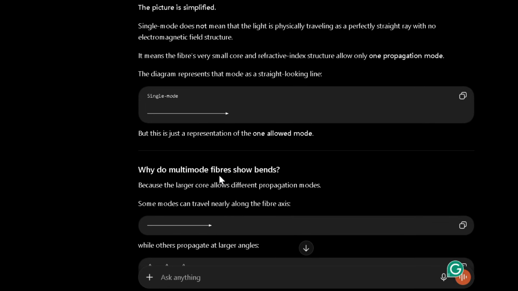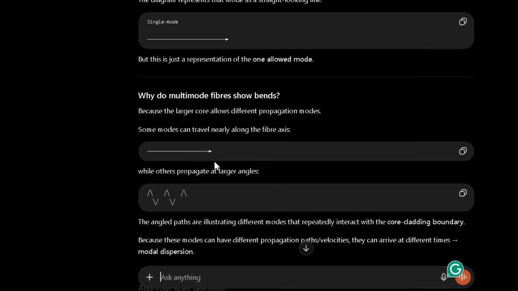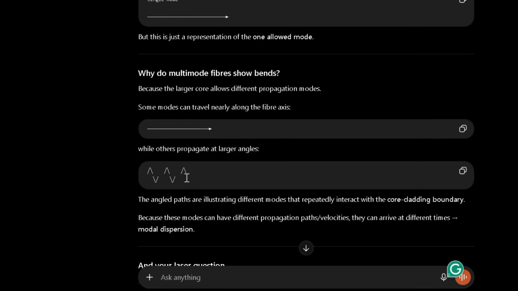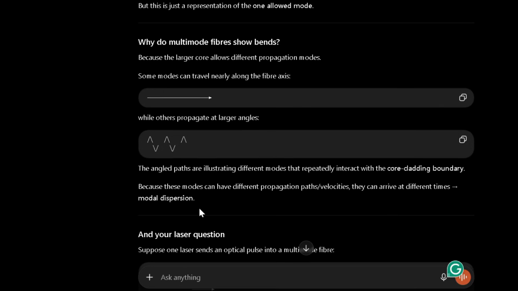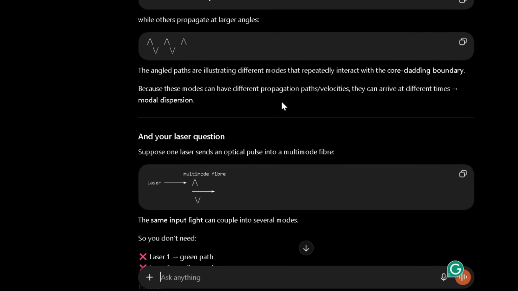Why do multimode fibers show bends? Because the larger core allows different propagation modes. Some modes can travel nearly along the fiber's axis, while others travel at a larger angle. The angled paths illustrate different modes that propagate repeatedly by reflecting at the core-cladding boundary. Because these modes can have different propagation path velocities, they can arrive at different times. This is called modal dispersion.